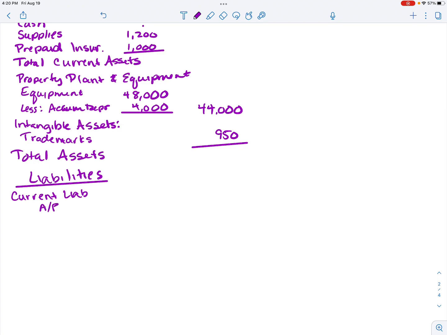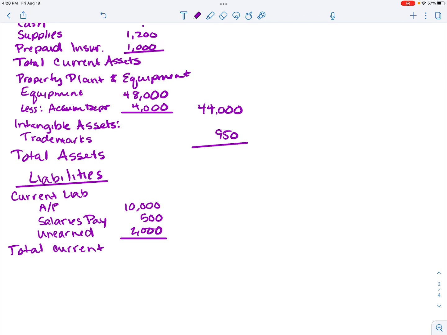I have accounts payable, and that was 10,000. I had my salaries, and that was 500, and my unearned, which was 2,000. And then that will give me my total current liabilities. If I add all those up, it comes to 12,500.